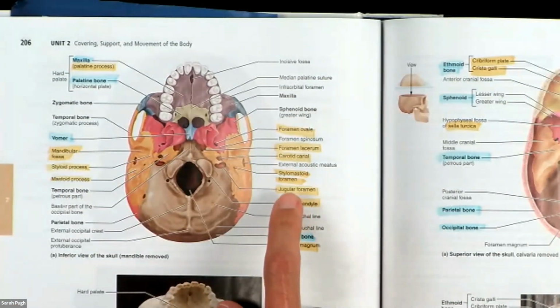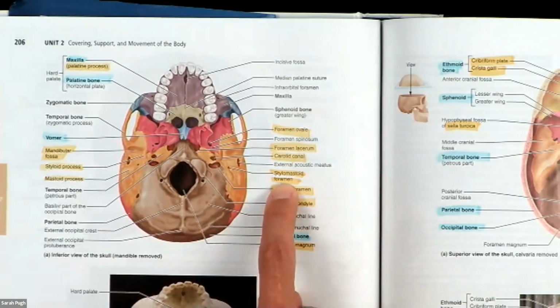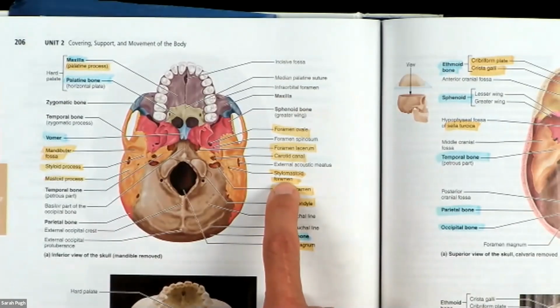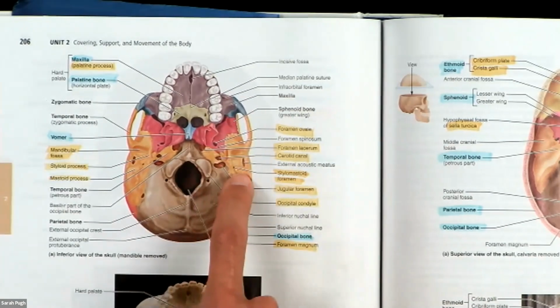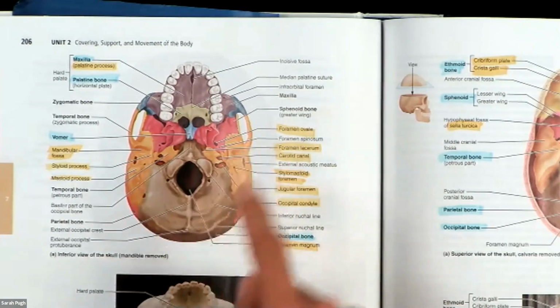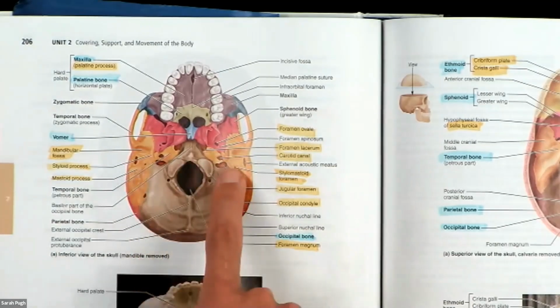The only one that I did not cover with you is this one right here, the stylomastoid foramen. This is a hole that gets its name because it's a hole that's situated right between the styloid process and the mastoid process. And so I'm going to show it here. It's kind of hard to see on here. I mean, you can see the hole. It's really small.